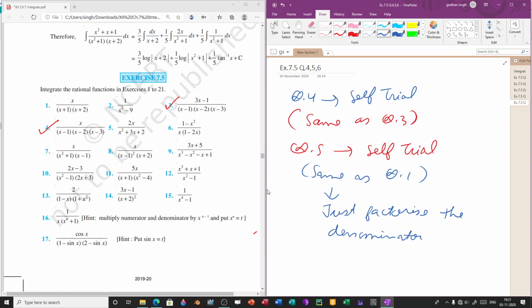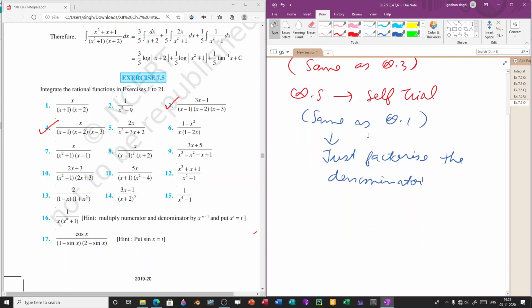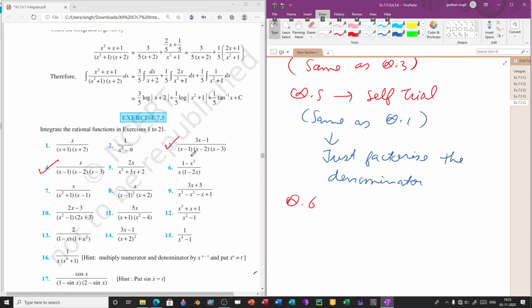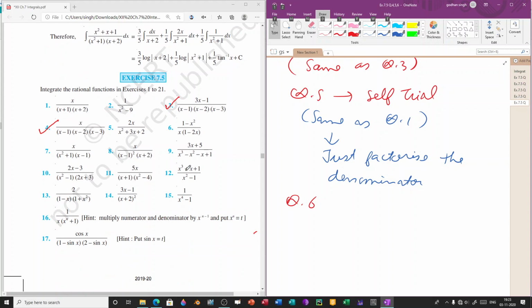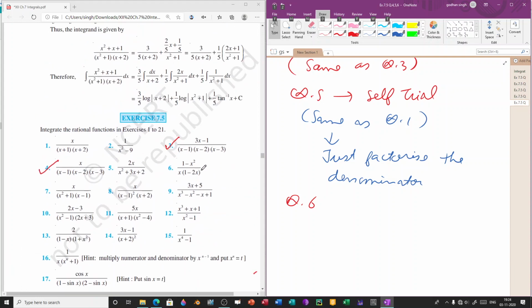And question number 6 will also be your homework, for self trial. You will do question number 6 on your own. It is also not difficult at all. If you see, right now the degree of numerator and denominator are equal. The degree of the numerator should always be smaller than the degree of the denominator. So question number 6 is not in proper fraction form. It is an improper fraction, so we will make it a proper fraction. We will do the separation work.